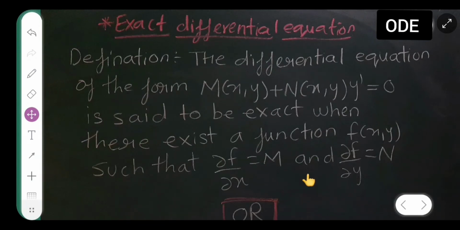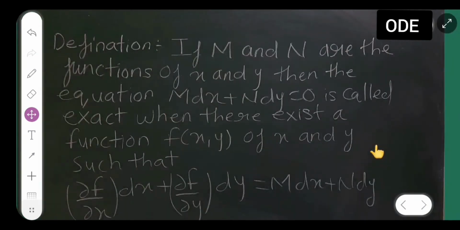Okay. Next, this can also be written in one more form. If M and N are functions of x and y, then the equation M dx plus N dy is equal to 0 is called exact when there exists a function f(x, y) such that ∂f/∂x dx plus ∂f/∂y dy is equal to M dx plus N dy. That means ∂f/∂x is equal to M and ∂f/∂y is equal to N. If this condition is satisfied, then we can say that the given differential equation is exact.